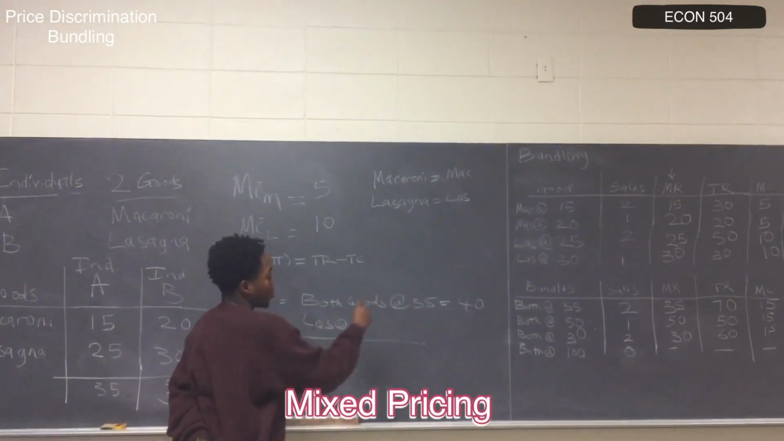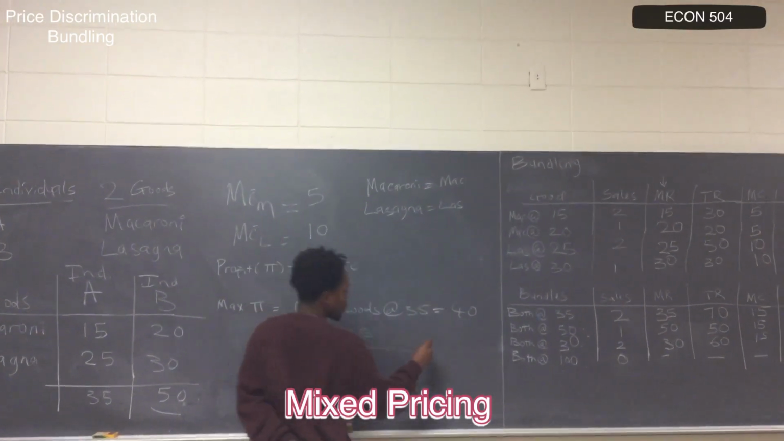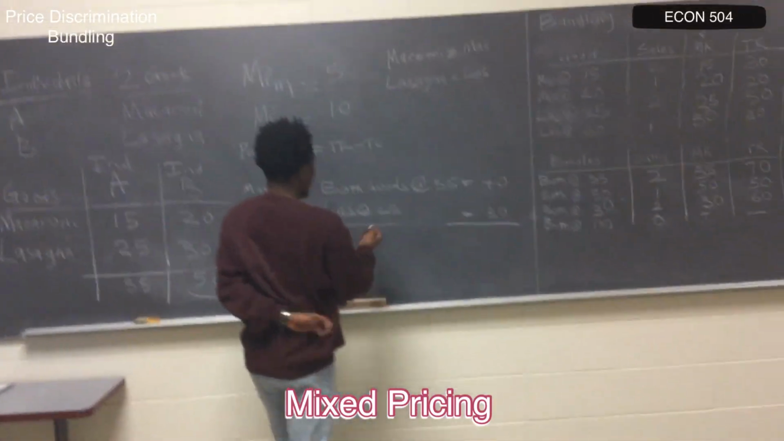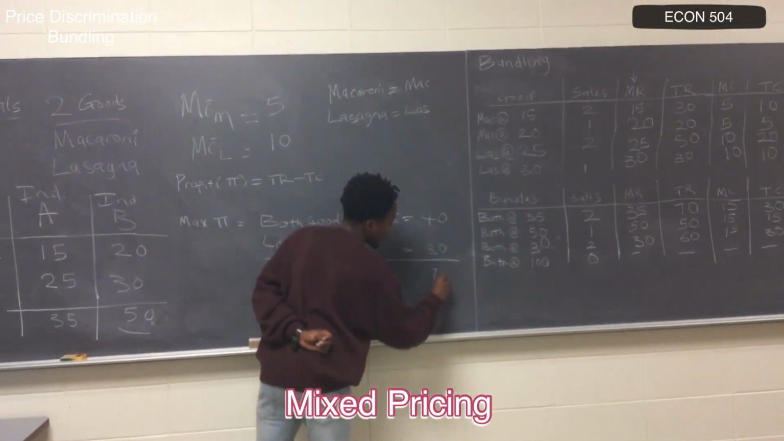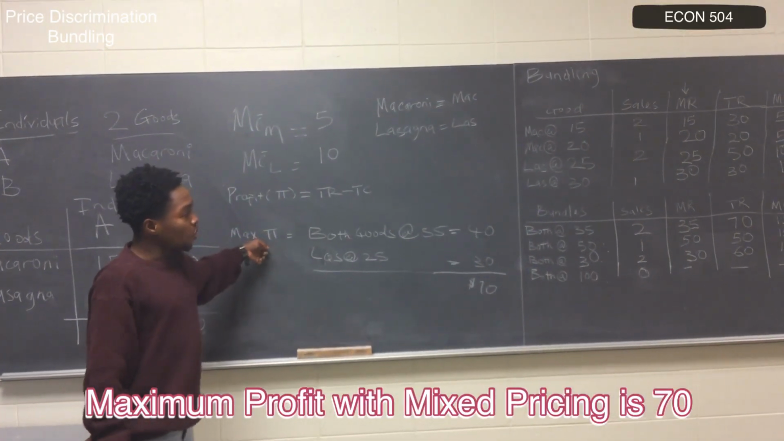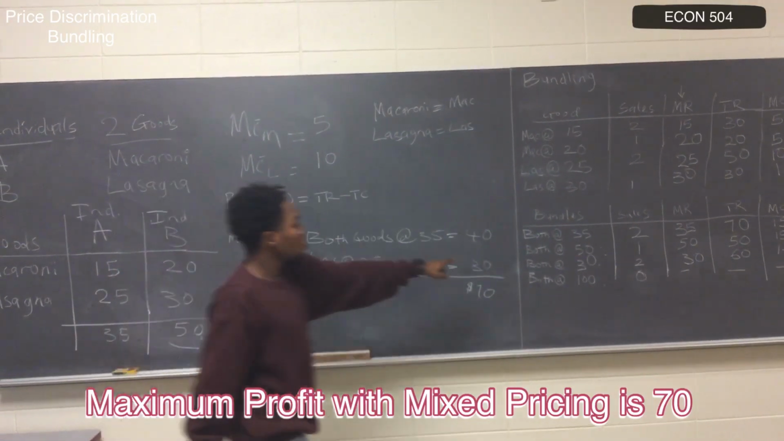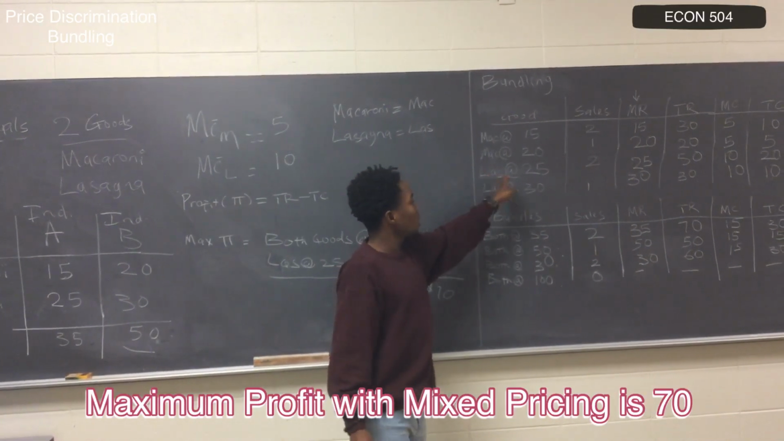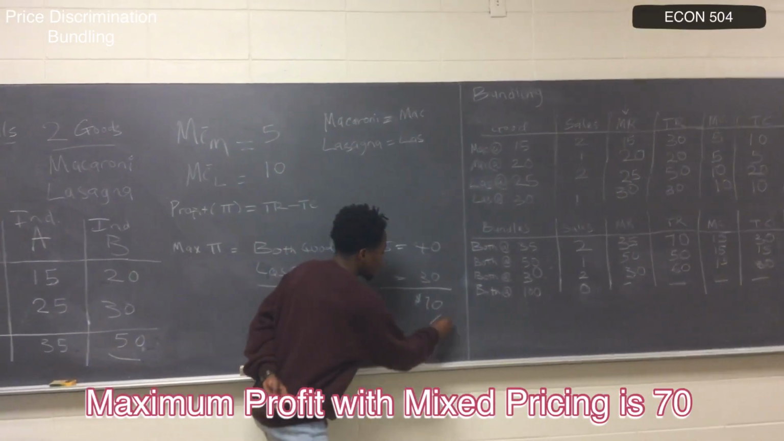at $25, and the profit I make there is 30. So the maximum profit I'll make with a mixed price strategy will be 40 plus 30, that's 70. So in this case, on that bundling, I could choose a mixed price strategy of both goods at $35 and an additional of lasagna at $25 to sell to both individuals and make a profit of 70.